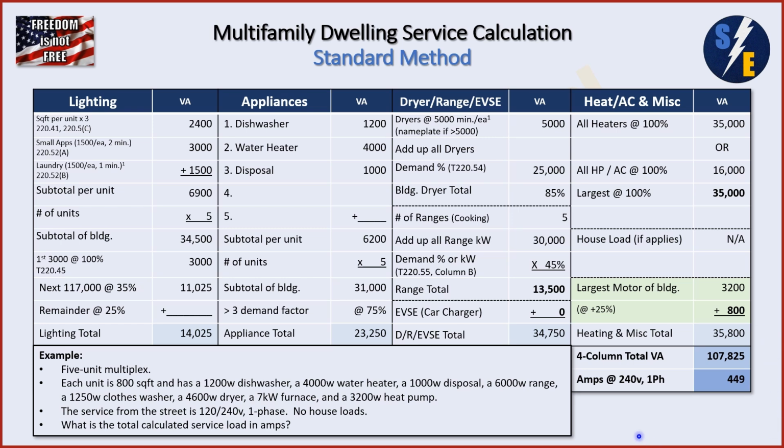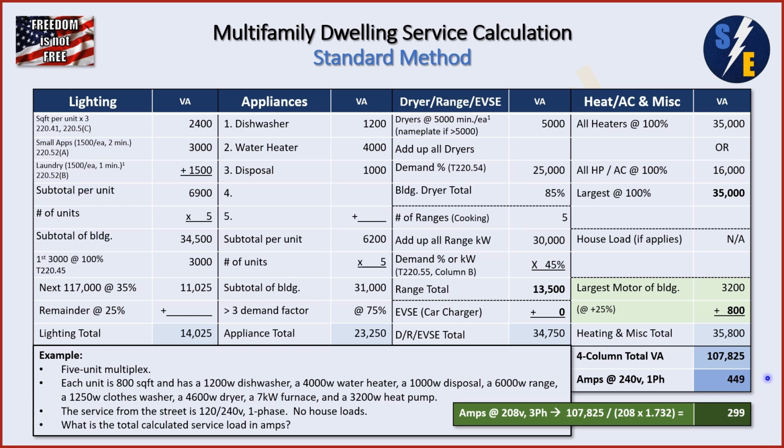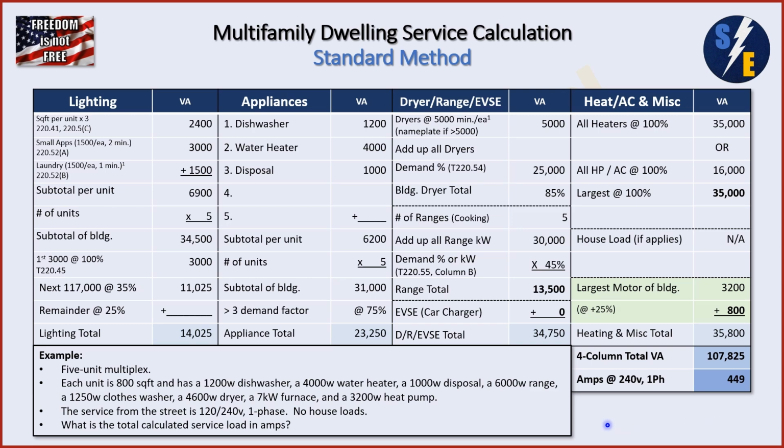Now, just for fun, what if this was a 208 three-phase service? Well, for a 208 volt three-phase service, you're going to take 107,825 and you're going to divide that by 208 volts times the square root of 3, and that's going to give you 299 amps. So you can see what a big difference that is, just going from single phase 240 volt to three-phase 208 volt. I just thought I'd throw that in there so you could see it in case you're curious. But our actual total is 449 amps.